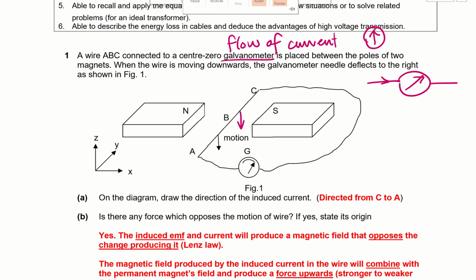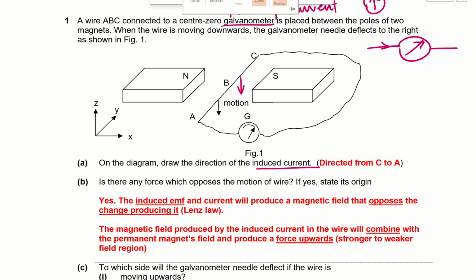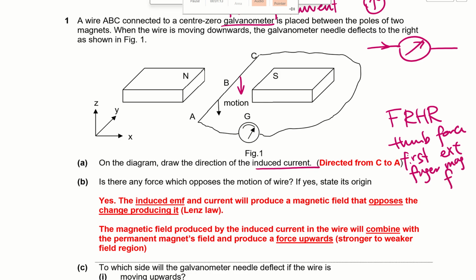Basically, they want us to find out the direction of the induced current. For this we'll need to use Fleming's right hand rule. The thumb represents the force. The first finger represents the direction of the external magnetic field. The external magnetic field is always from north to south. And then the middle finger will represent the direction of the current.